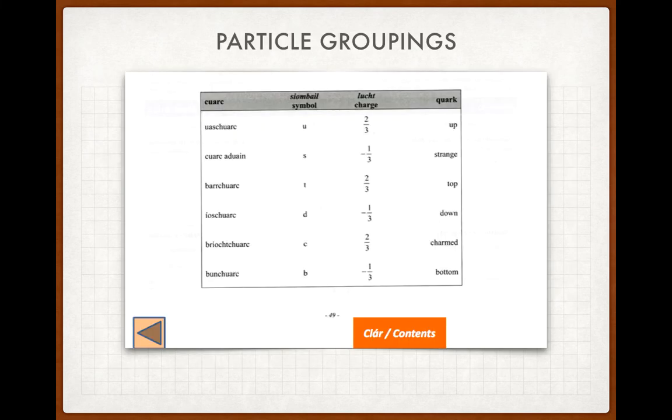So let's have a look at the quarks first of all. This is page 49 of the log tables. In the right hand column we've got up, strange, top, down, charm and bottom. Their charges are to the left of that, they're either 2/3 or minus 1/3, and to the left of that are their symbols. So U for up, S for strange, T for top, and so on. They're normally grouped into pairs. So up and down was the first generation of quarks discovered because those are the lightest. Then you have charm and strange, and then top and bottom. So there are 3 generations: up and down, strange and charm, and top and bottom.